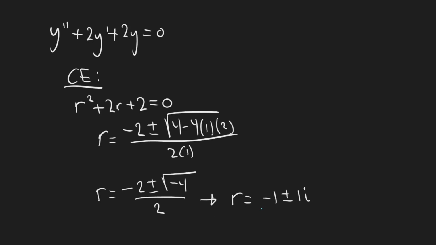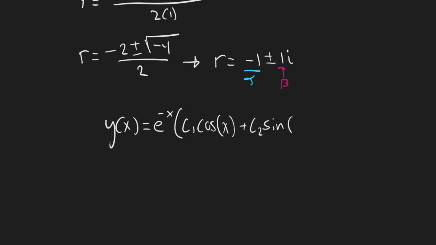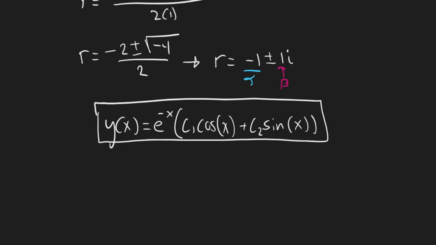And so remember, this is what we call alpha, and this is what we call, or I'll just say the coefficient right here. You don't include the i, actually. This is what we call beta. So let's write that out. So y of x equals e to the alpha x, so negative 1 times x, times c1 cosine of beta x. So beta here is 1, so we're just going to leave it as cosine x, plus c2 times the same sine of beta x, so just x. So that's going to do it for that one.